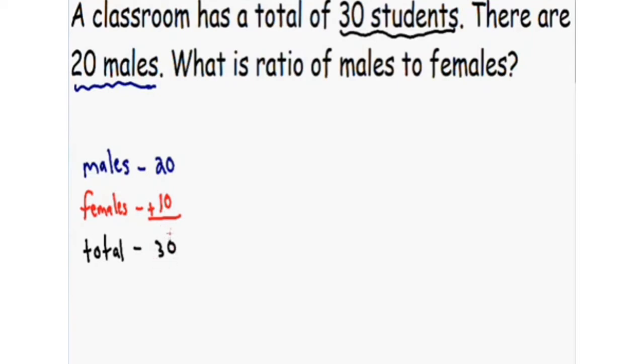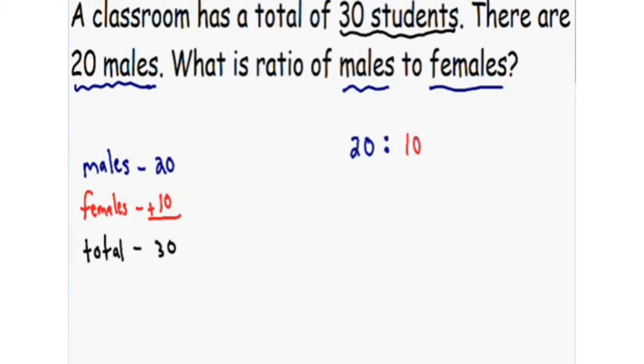Since the ratio is male to female, not female to male, we write the male first before the female. So the ratio of male to female is 20 to, that is your colon, to 10. After the 20 comes the 10, so we write down 10.